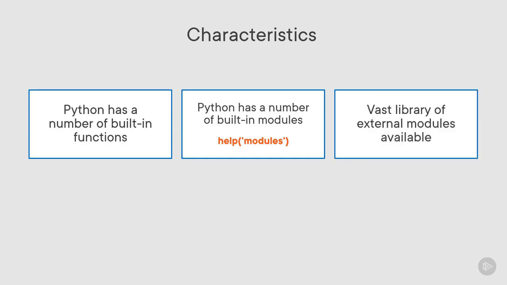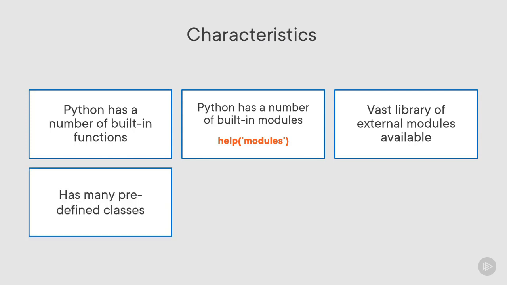Now, there's a vast library of external modules that are available as well. So if you need to do something that's not included in the built-in functions or modules, you can typically find it in an external module and add that to your Python and then use it in your code. Python has many predefined classes that you can use. You can also define your own classes and start to use those in your code.